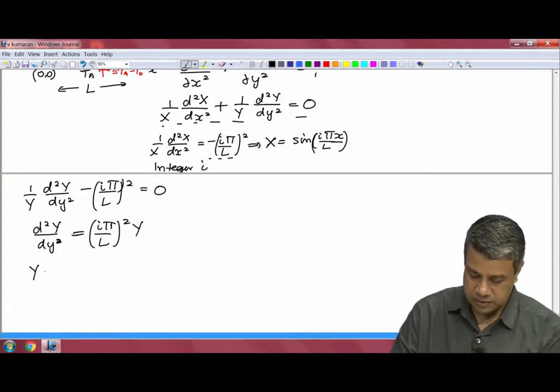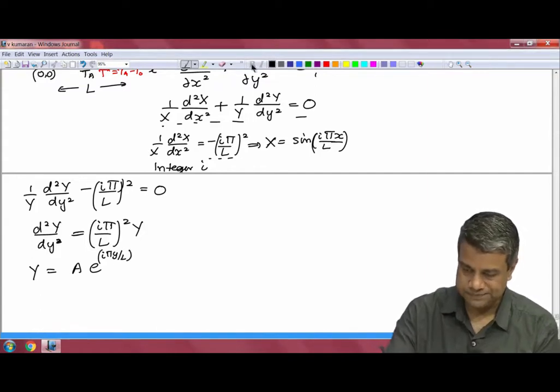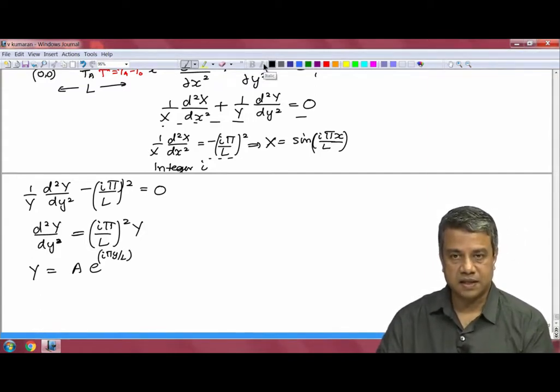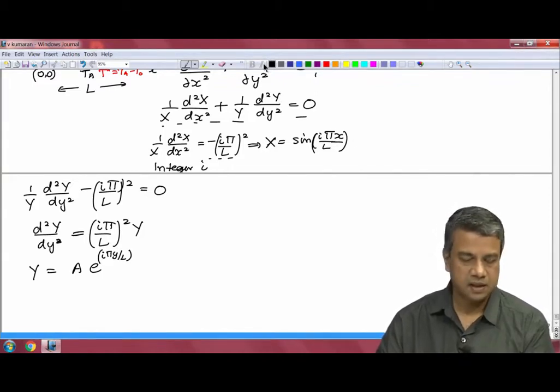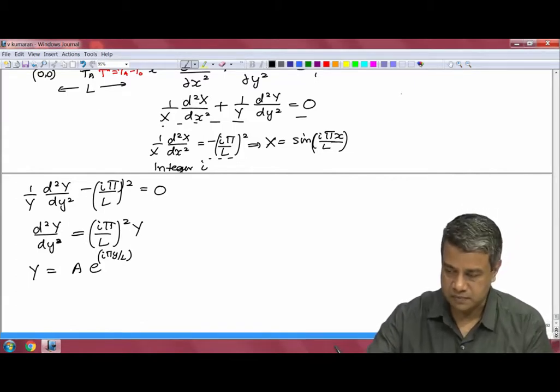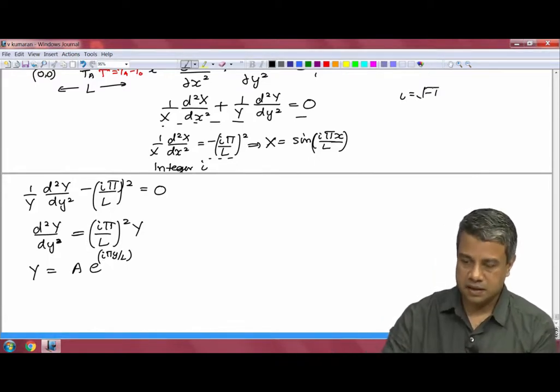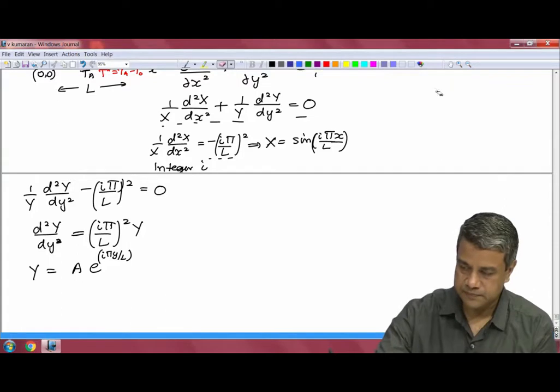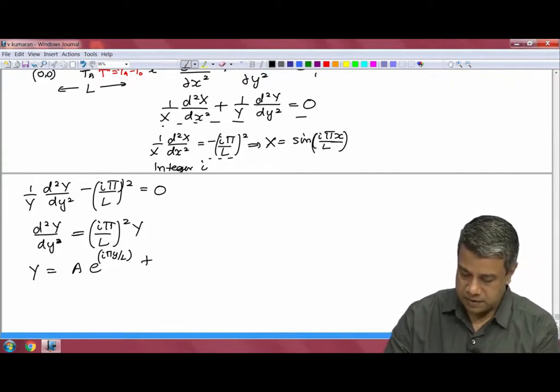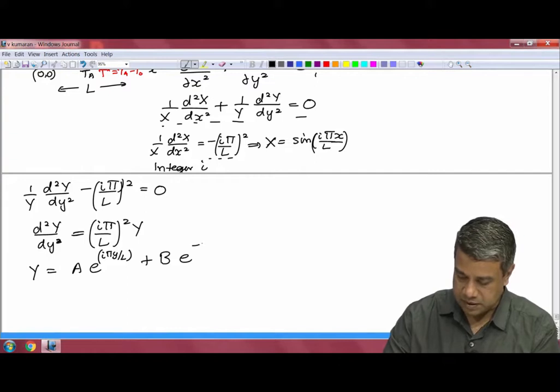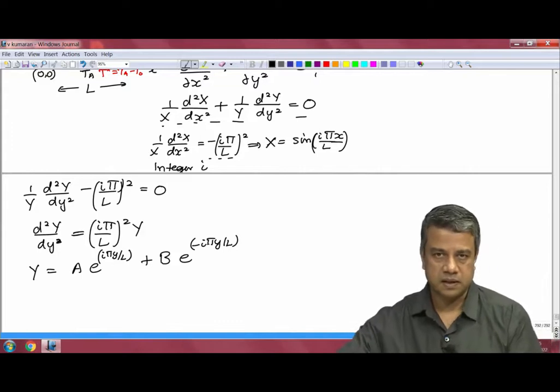The solution for this is Y equal to a e power i pi y by L plus b e power minus i pi y by L. Note that i is an integer here, it is not the square root of minus 1. I am using i as separate from the square root of minus 1, which I will write as script i. These are in the form of exponentials, as you would expect.